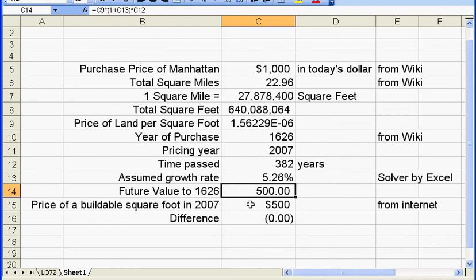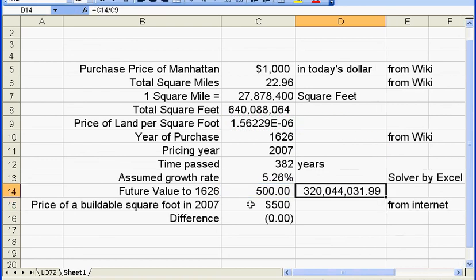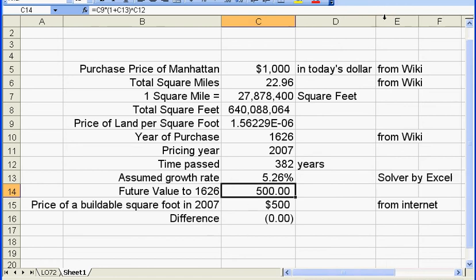Okay, and let's see how much it grew. Let's use 500 divided by this number. It's grown by 320 million times. 320 million times. Okay, let's see. 320 million times. How does that happen? Using the solver in Excel, I found this growth rate.